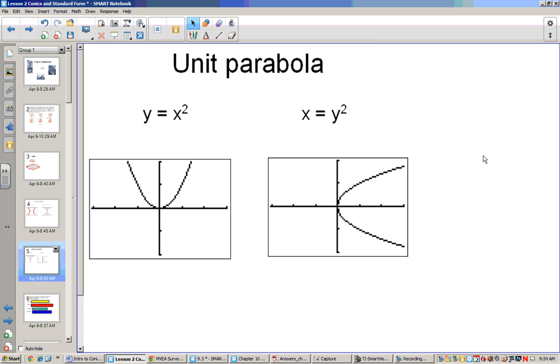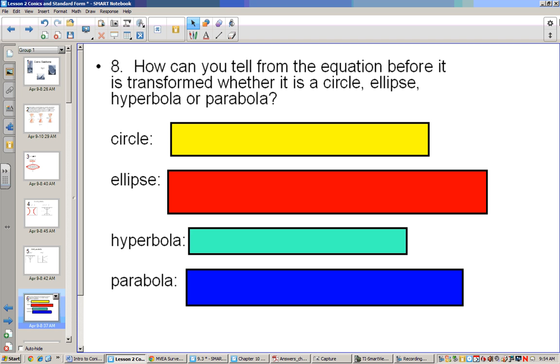Finally, we're going to look at unit parabolas. Y equals x squared is our basic parabola, and x equals y squared is now going to open up to the right. So we're going to use these and try to figure out which equation goes with which one.